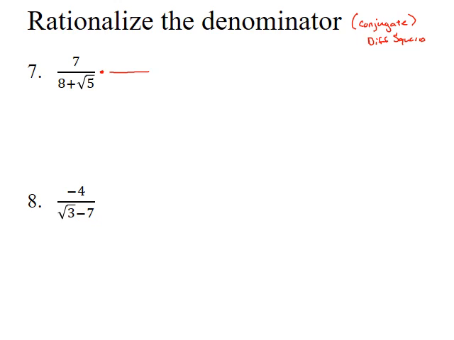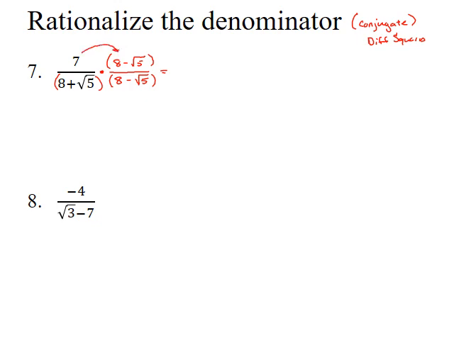I'm going to take what's on the bottom, the 8 and the root 5. I am not going to change them, but instead the conjugate says I can just change the sign in the middle to a minus. Now whatever you do to the bottom, you're going to have to also do to the top, so I'll put it up there. Now let's add some parentheses here just so it's a little bit easier to picture this.